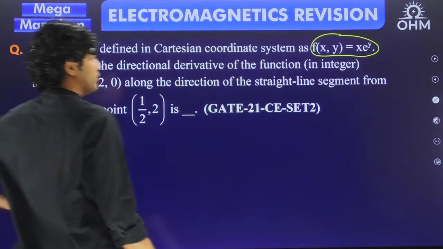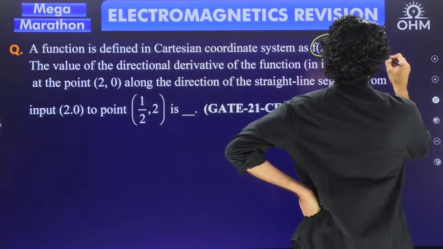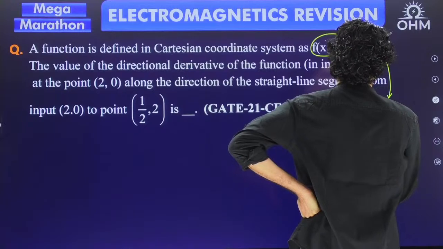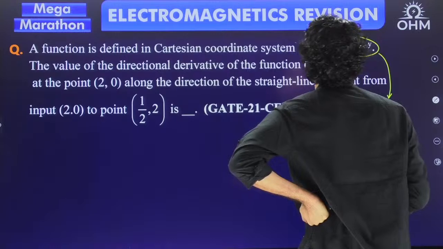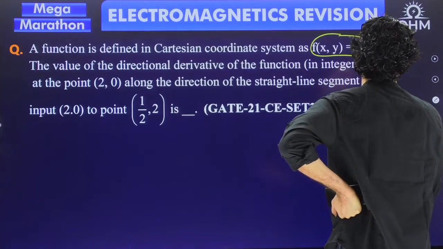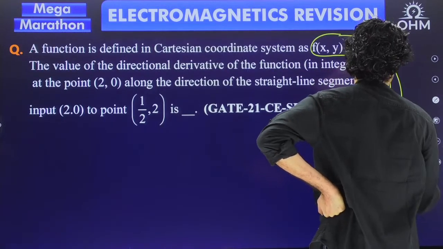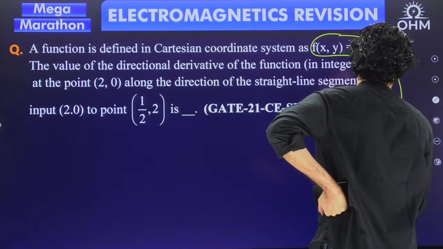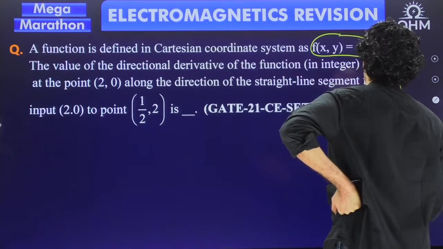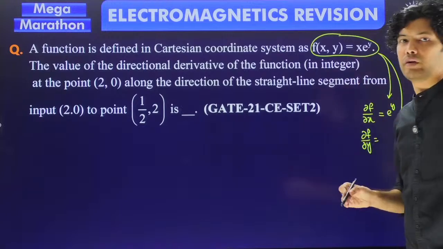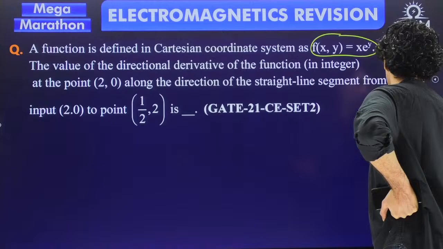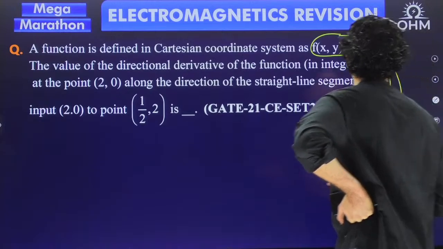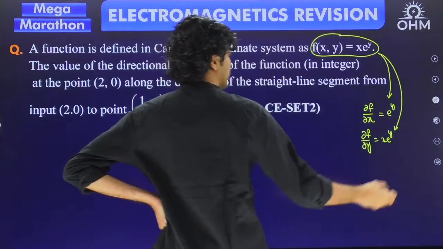So when you differentiate that function with respect to x, dou f by dou x would be how much? Differentiation of this function with respect to x is nothing but e power y. And if you differentiate this function with respect to y, dou f by dou y becomes how much? x into the differentiation of e power y. Differentiation of e power y with respect to y is e power y only. So this is x into e power y. Okay, so we are done with the gradient right now.